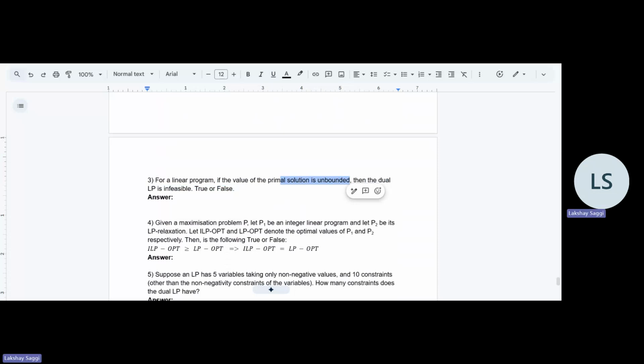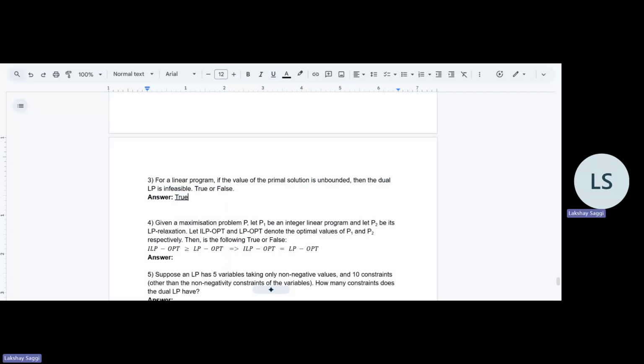One might think that maybe the dual LP might be feasible and unbounded, but actually it is not the case. I don't think it has been discussed in the lectures properly, but this is something you should know: if the primal solution is unbounded, then the dual will always be infeasible. So this is true actually.